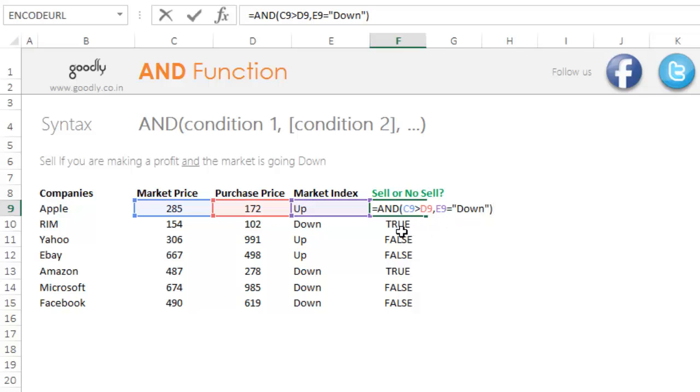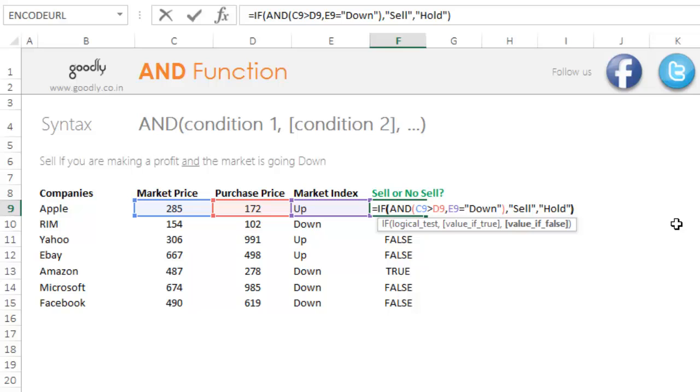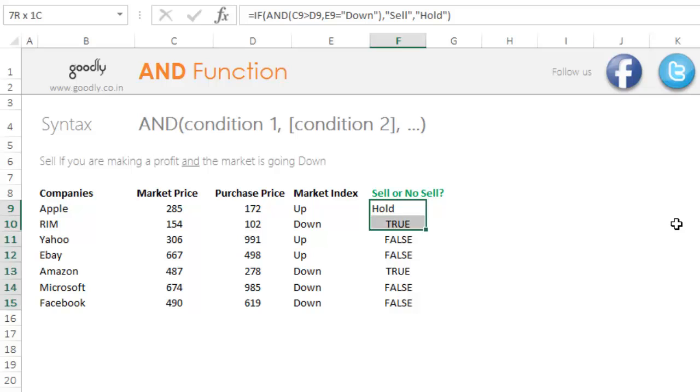So I've already written the AND statement where I have two conditions, to check for the profitability and to check for the market index, separated by a comma. And I will simply wrap the AND function in an if function. So we'll start writing an if here. If this is my entire condition, and if this entire condition stands true, what is it that I want to do? I want to sell the stock. So, sell. Otherwise, I want to hold the stock, or not sell it, whatever you want to write. So that's about it. And I will drag it down.